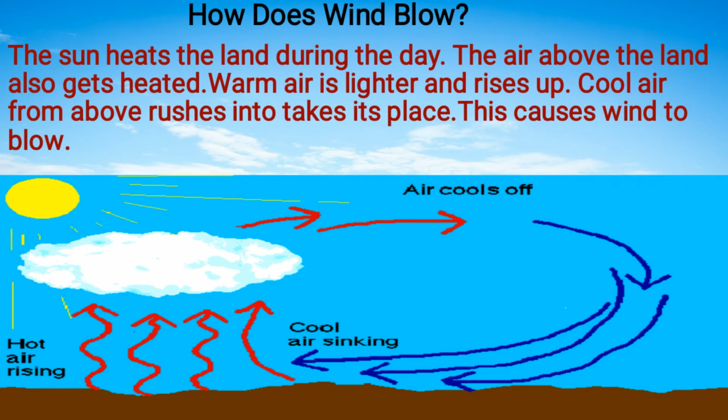The sun heats the land during the day. The air above the land also gets heated. Warm air is lighter and it rises up. And cool air from above rushes in to take its place. This causes wind to blow.